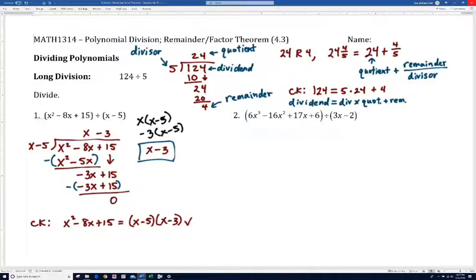All right, let's move on to number 2. So I would actually encourage you to try to see if you can follow the same process on number 2 and then check my answer.